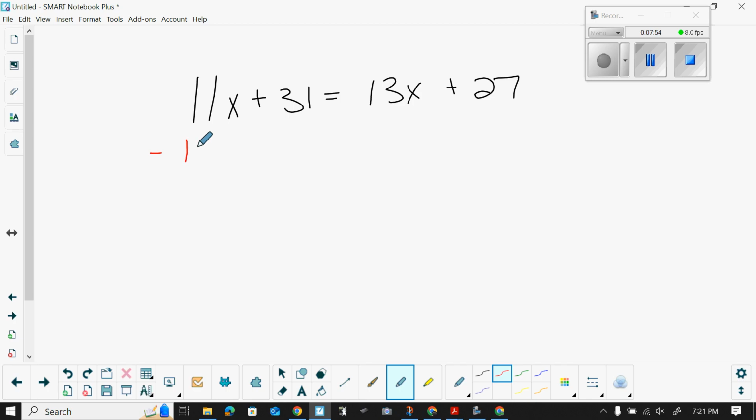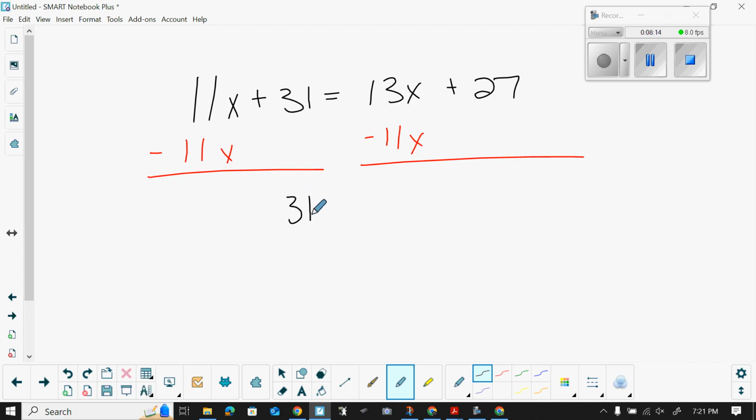Minus 11x, I saw some people do. Minus 11x, and then they went minus 11x. So the 2 students I saw decided to do this. They said, I want to get rid of this 11x. There's nothing wrong with that. No mistake has happened yet. 11x minus 11x is 0.